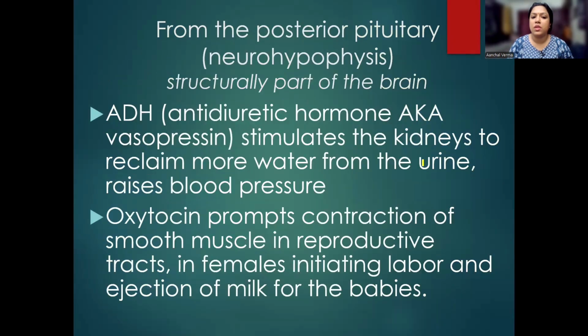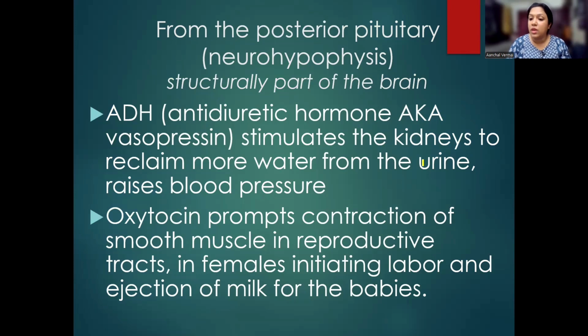From the posterior pituitary, ADH, antidiuretic hormone, also called vasopressin, stimulates the kidney to reclaim more water, that is reabsorption of water. So it helps in regulating the concentration of water in the body. Osmoregulation of kidney depends upon ADH. So if you have more of ADH, then the urine will be concentrated. And if you have less of ADH, that is the hyposecretion of ADH, then the person tends to suffer from diabetes insipidus. Diabetes insipidus is what? Too many times the person has to visit the washroom.